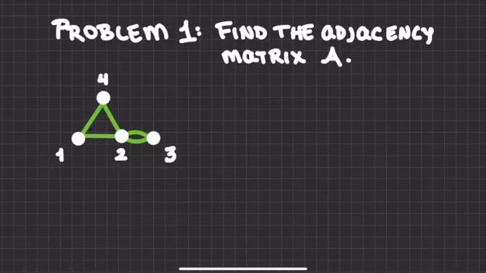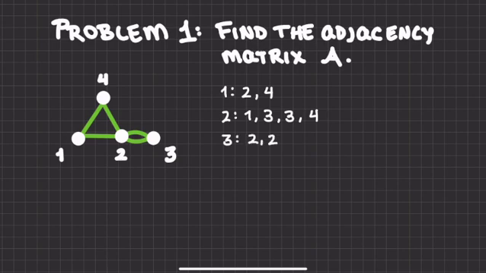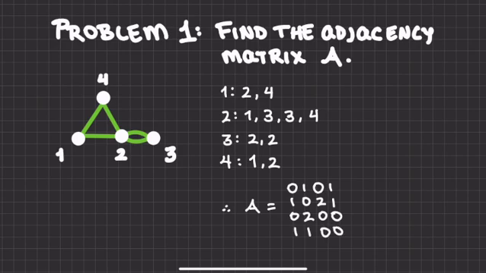Thanks, Luke. Starting with problem 1, we're tasked with finding the adjacency matrix A of our graph. Adjacency matrices are a pretty fundamental concept in graph theory that we've been over, so we won't go over the details too much, but it's important to note that 1 is adjacent to 2 and 4, 2 is adjacent to 1, 3, 3, and 4, 3 is adjacent to 2 and 2, and 4 is adjacent to 1 and 2. Because our graph isn't directed, we end up with a nice matrix that's symmetric across the diagonal, as shown. This symmetry ends up being helpful for some arguments we make later involving linear algebra.